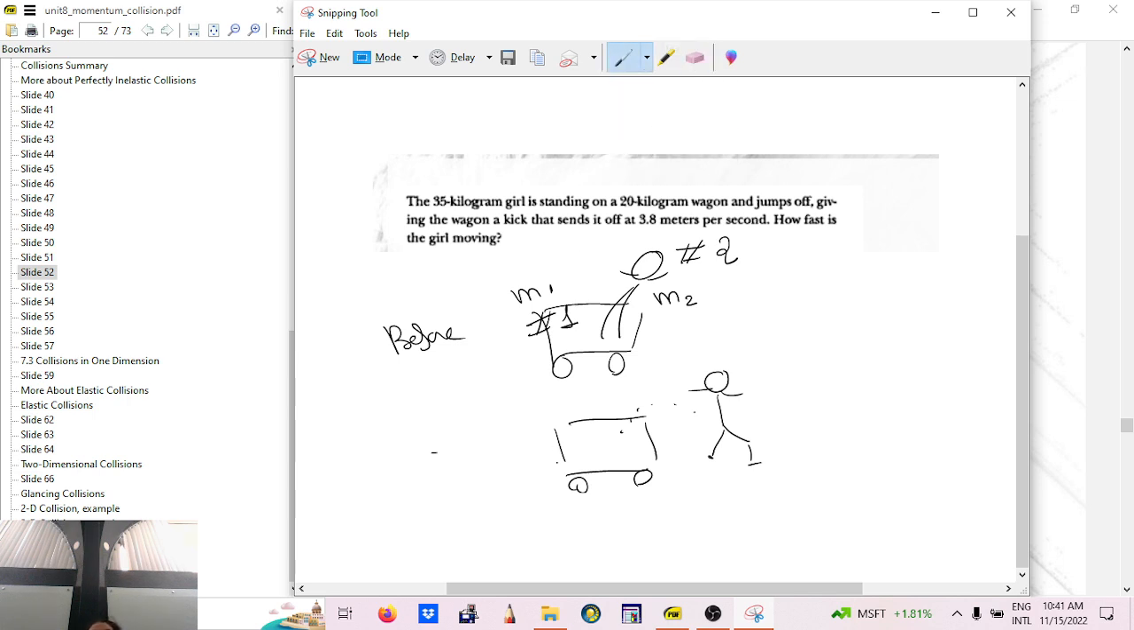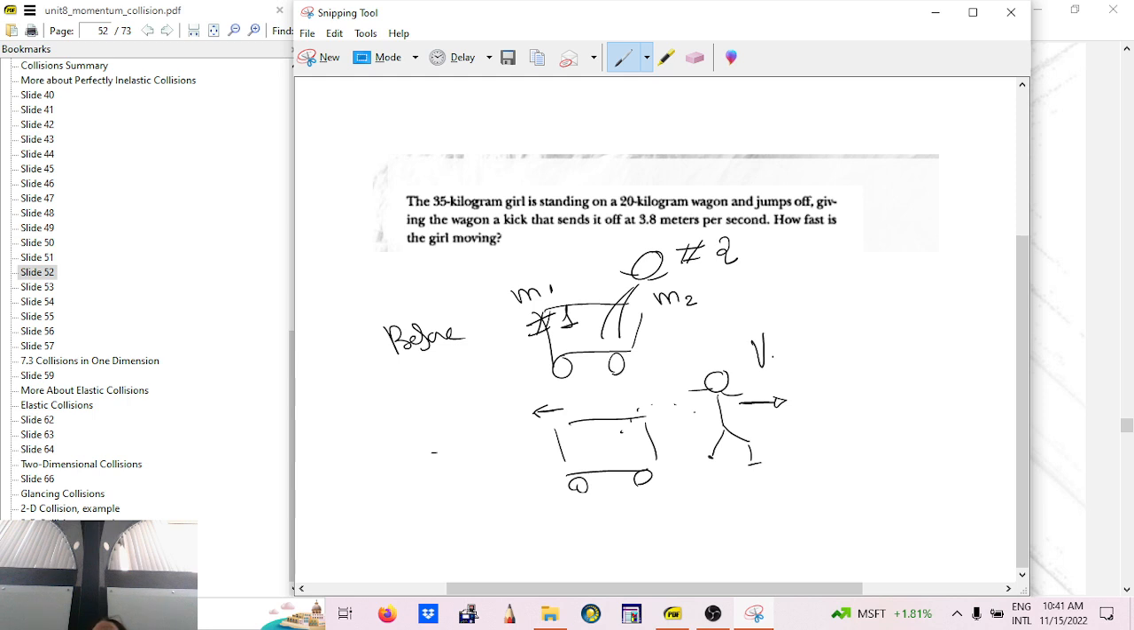Or if you do kayak, like you can do at Olita Park, this one is going to move forward, and this one will be backward. So it's a recoil situation. It's like the wagon is burping out the little girl, and that's going to move back depending on the speed.